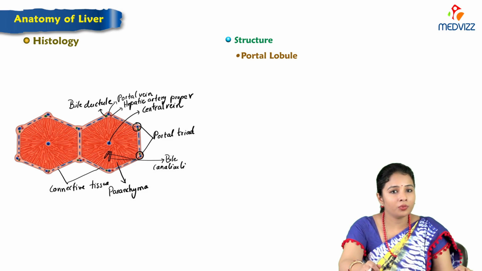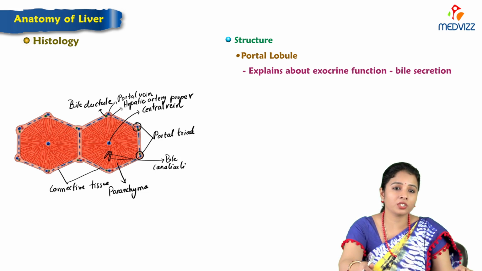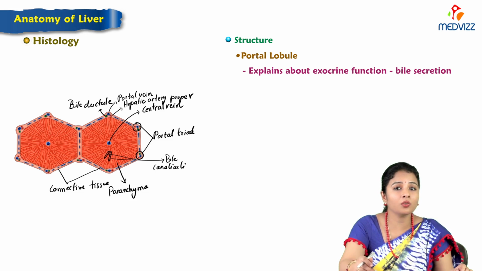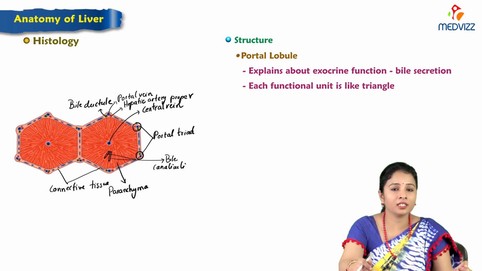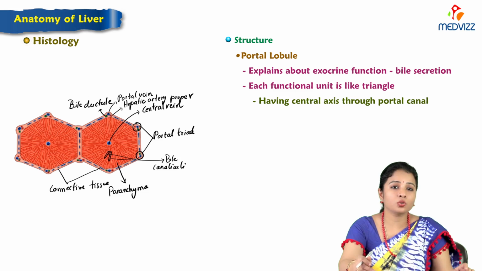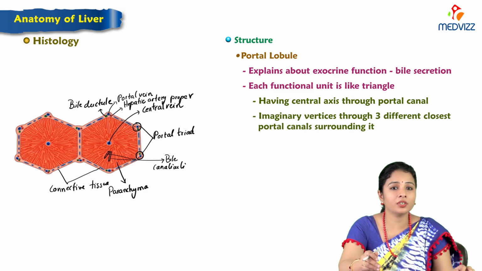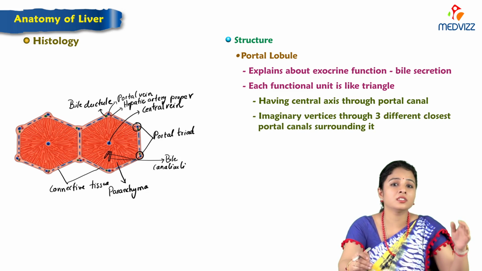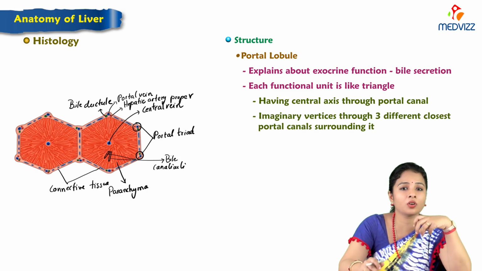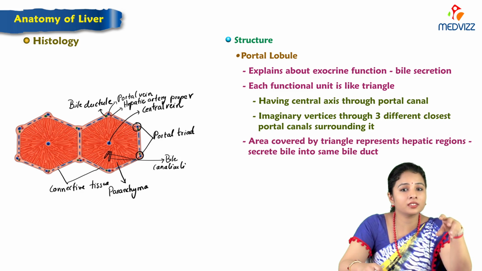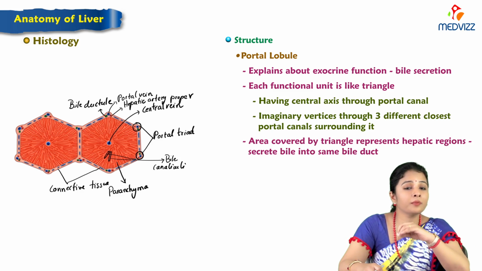Next, about the portal lobule. As we discussed, the classic lobule focuses on the blood supply and hepatic mass arrangement, while the portal lobule explains the exocrine function of the liver, that is, bile secretion. In this scenario, each functional unit is like a triangle having a central axis through a portal canal and imaginary vertices through which the three different but closest portal canals surround it. The area covered by the triangle represents the hepatic regions that secrete bile into the same bile duct.